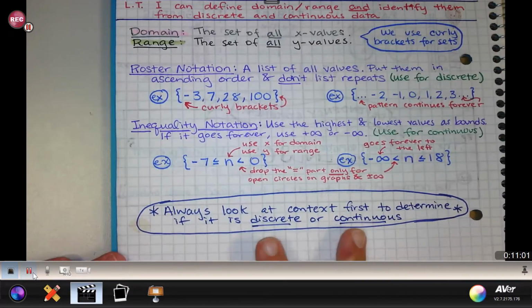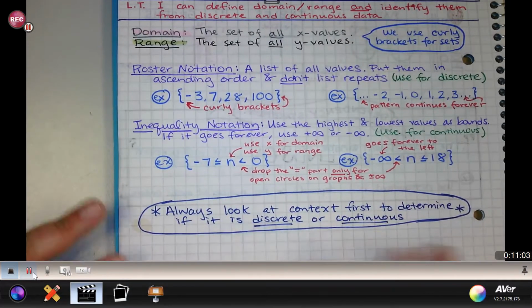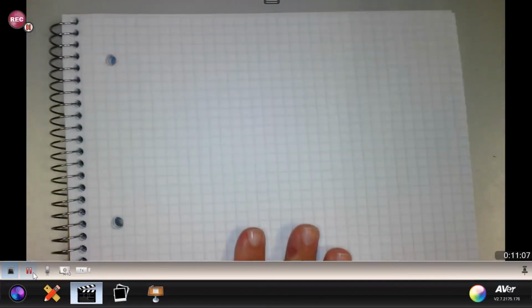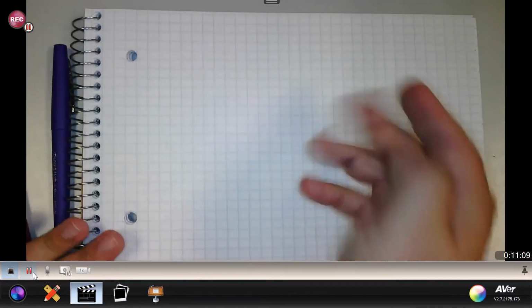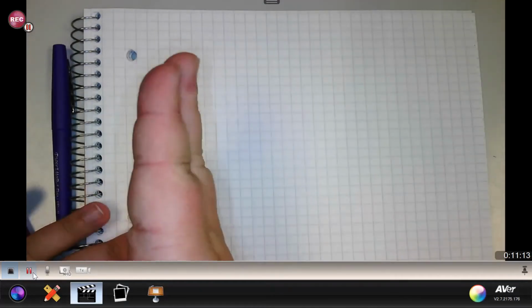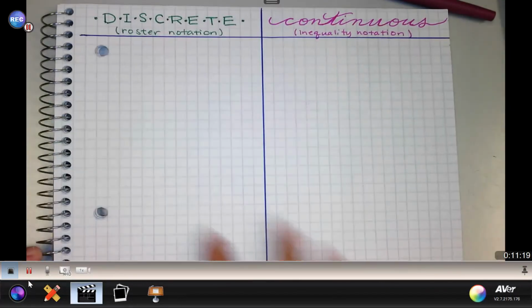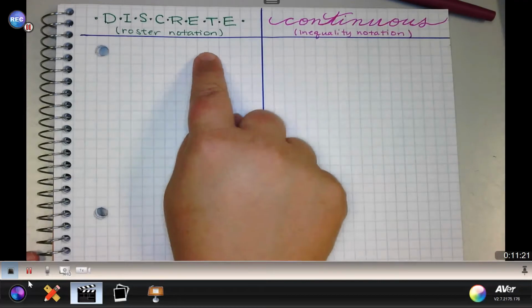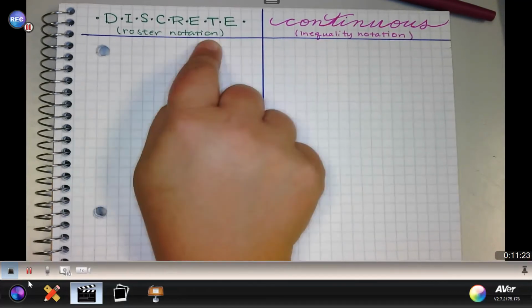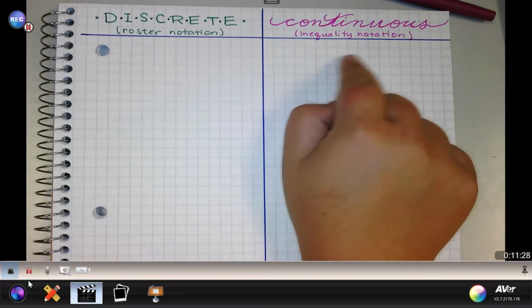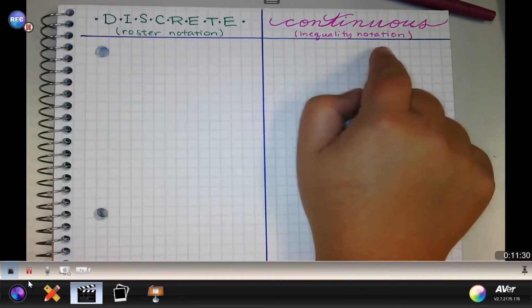Okay, so let's actually start to look at how we write domain and range and determine it for different scenarios. So we're going to go on to page 7, so the other side here. And the first thing I'm actually going to do is just go ahead, split the whole page down the middle again because we're going to have a continuous side and a discrete side. All right, so here is my paper divided in two. I have discrete on this side, and I put a little note to myself that that's going to be roster notation, and continuous on this side, and a little note to myself that that's going to be inequality notation.